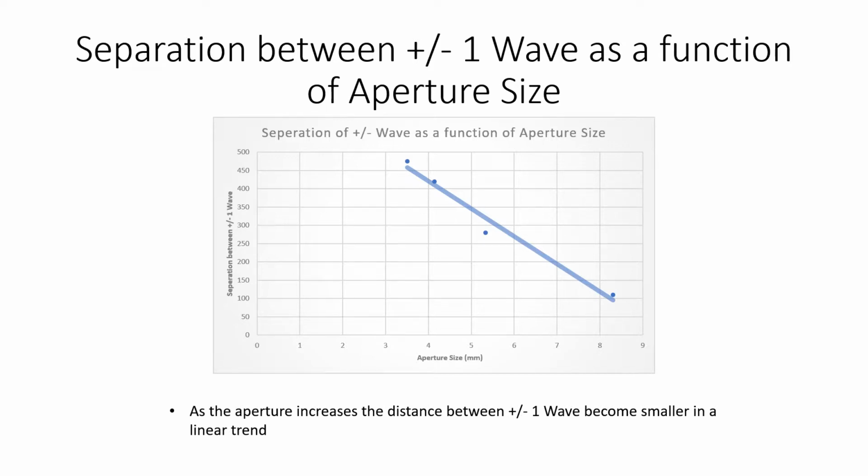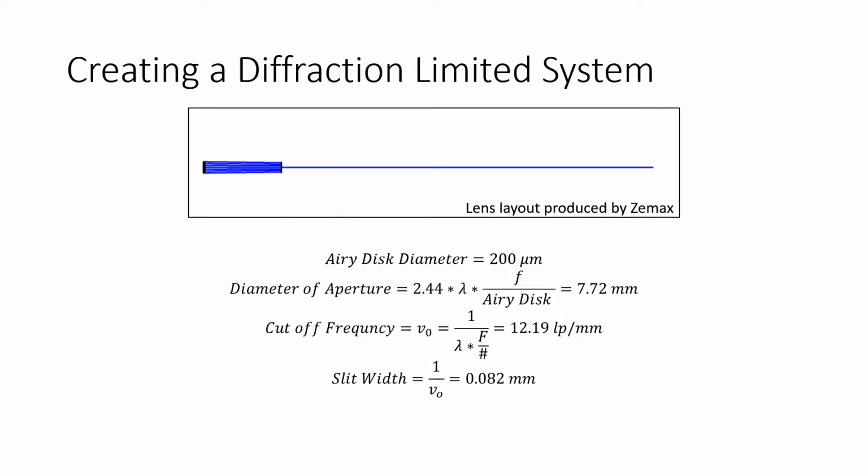We also observed the relationship between the aperture size and the distance between the +1 and -1 wave of defocus locations. As the aperture increases, the distance between the +1 and -1 waves becomes smaller in a linear trend. A diffraction-limited optical system was created with a singlet lens and an iris aperture. The stop was placed behind the lens at 170 millimeters.